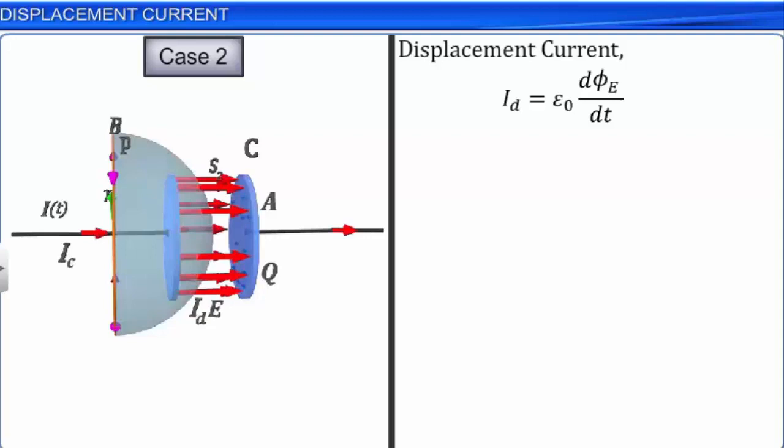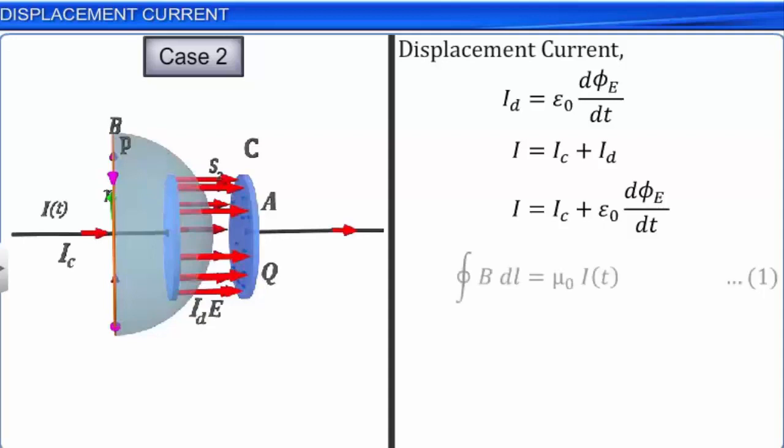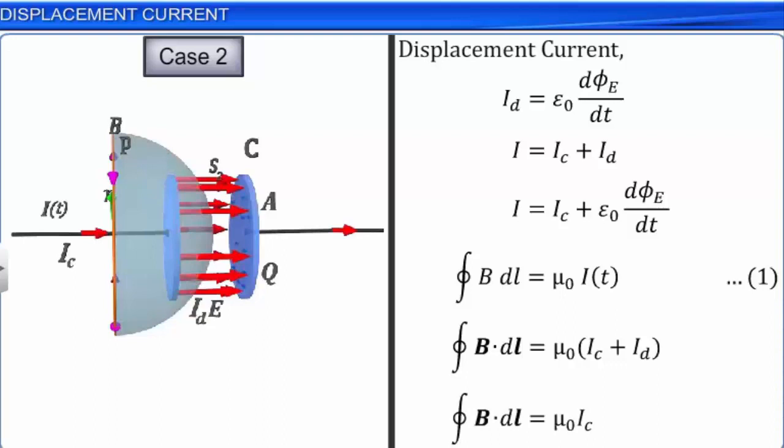phi E by dt. Now, Ampere's law can be written as integral over the closed loop B dot dl is equal to mu naught into IC plus ID, that is, integral over the closed loop B dot dl is equal to mu naught IC plus mu naught epsilon naught into d phi E by dt. This is known as the Ampere-Maxwell law. Let this be equation 8.